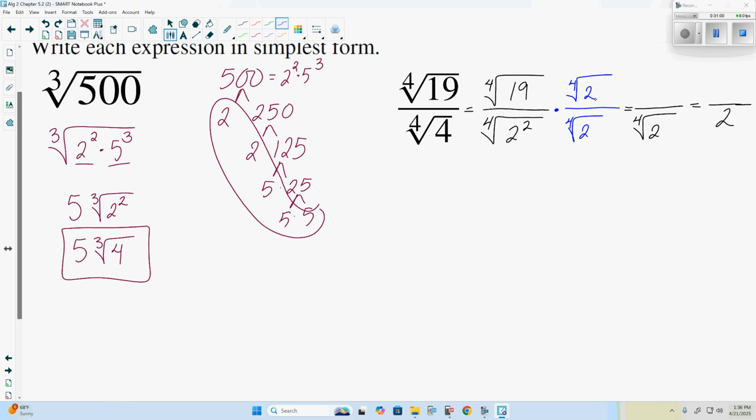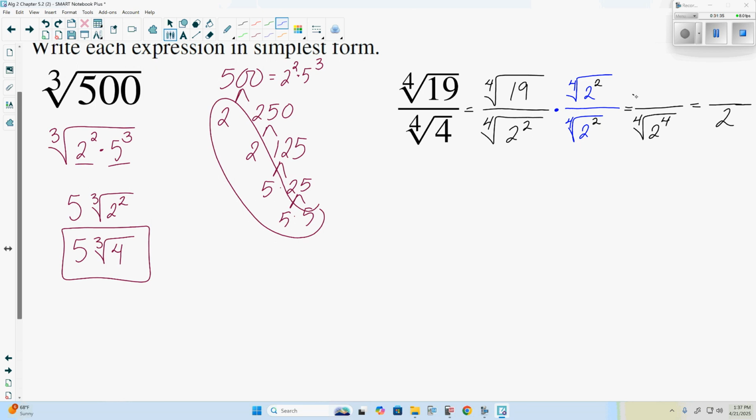2 to the second. Because the 4th root of 2 squared times the 4th root of 2 squared would indeed be the 4th root of 2 to the 4th. And the 4th root of 2 to the 4th is indeed 2. Now, if it had been the 4th root of 2 to the 8, it wouldn't just have given us 2, it would have given us 2 squared because we had 2 groups.